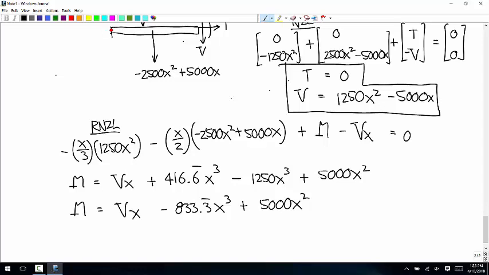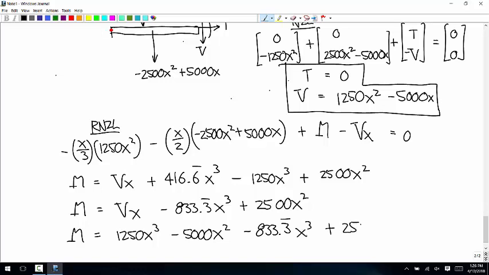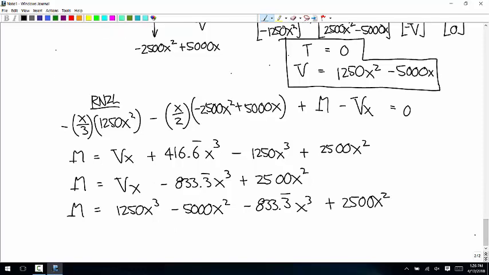What? The 5,000, I didn't multiply by half here, right? So that's 2,500 x squared. And down here, that's 2,500. Yeah, thank you. And now we have to multiply what we got for V by x and put that in there. So M is equal to, we have 1,250 x cubed minus 5,000 x squared minus 833.3 repeating x cubed plus 2,500 x squared, and combine the like terms.